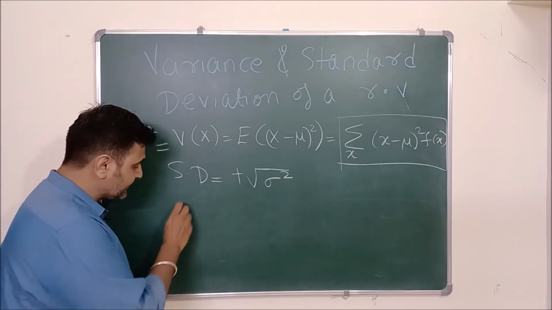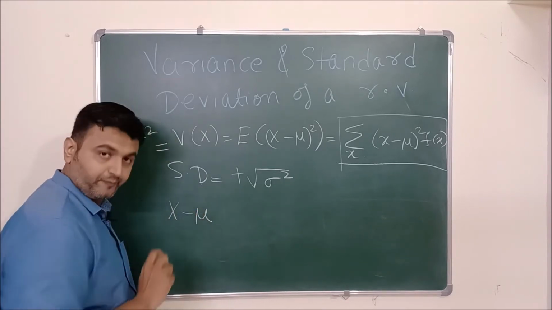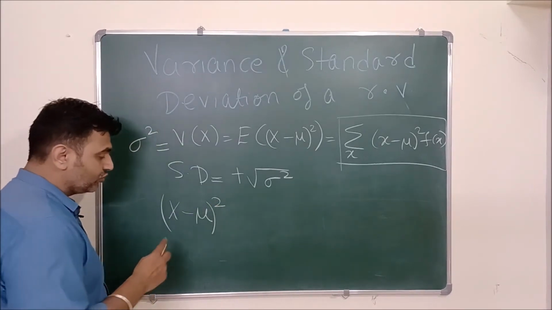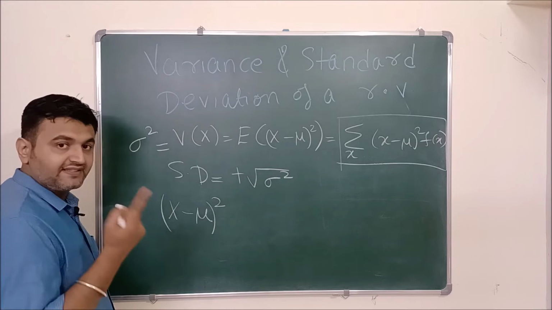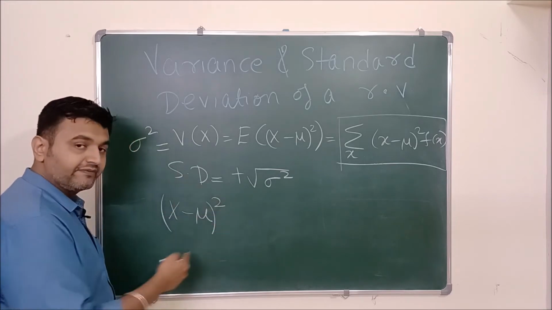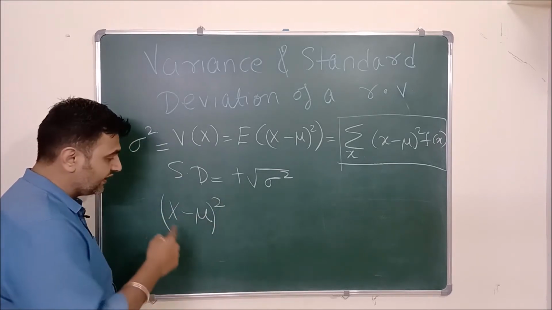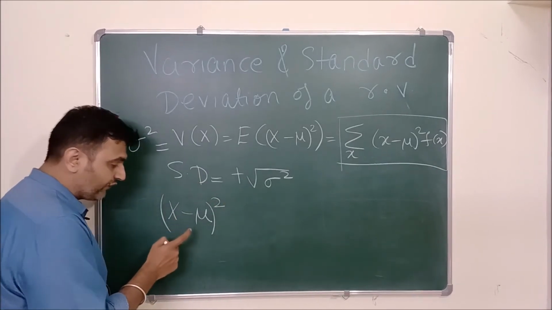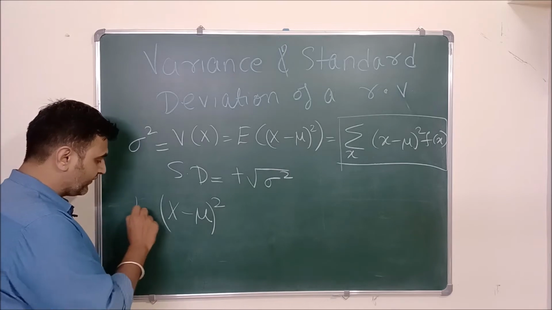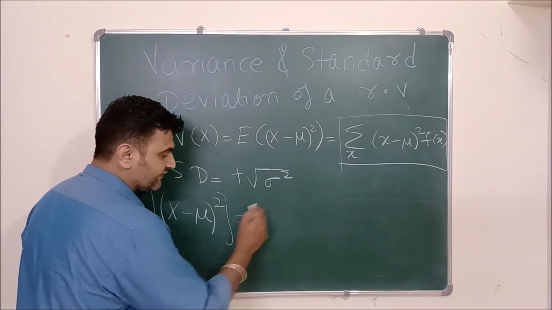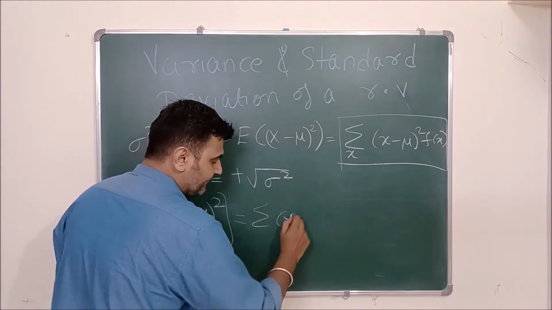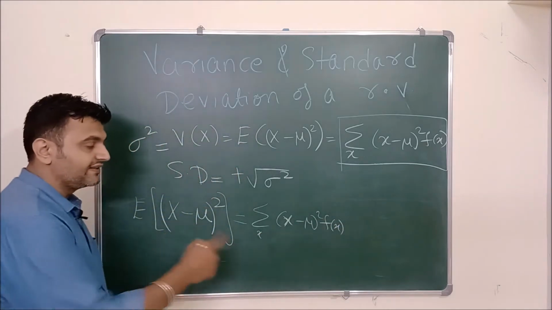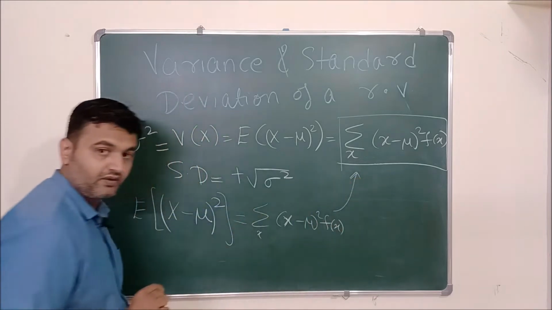Since deviation is there, that's why x minus mu. And now we square this. Why do we square? I will come to it. Now this is again a random variable. If x is a random variable, this is again a random variable, because you take different values of x, this will give you different values. Now you find the expected value of this, which is summation x minus mu the whole square into f of x. And this is nothing but our variance.